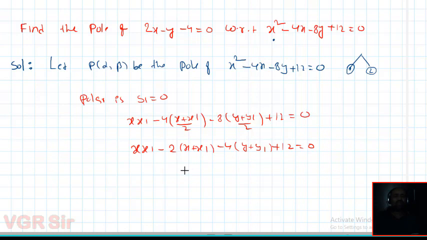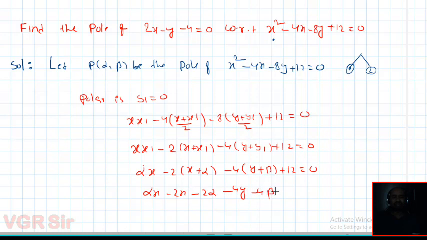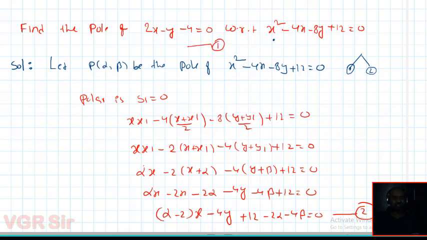This is the equation of the polar with respect to the point x1 y1, but with respect to alpha comma beta you want, no? That's why I can say this is alpha x minus 2 times of x plus alpha minus 4 times of y plus beta plus 12 equal to 0, or in simplified form alpha x minus 2x minus 2 alpha minus 4y minus 4 beta plus 12 equal to 0. Now I want to write in standard form: alpha minus 2 into x, minus 4y plus 12 minus 2 alpha minus 4 beta equal to 0. I can say this is the second one, and the first one is the given line. So 1 and 2 are identical lines.